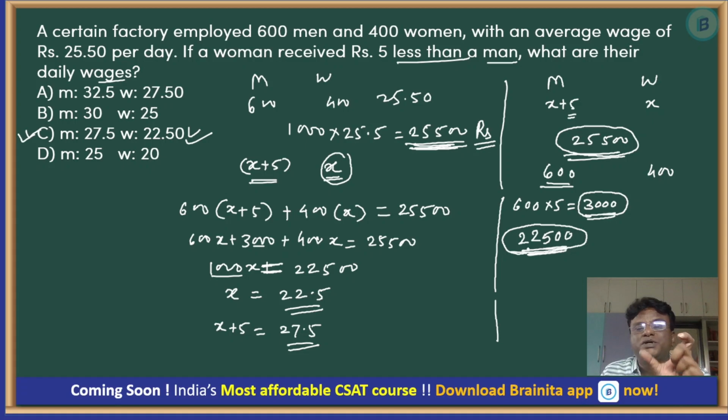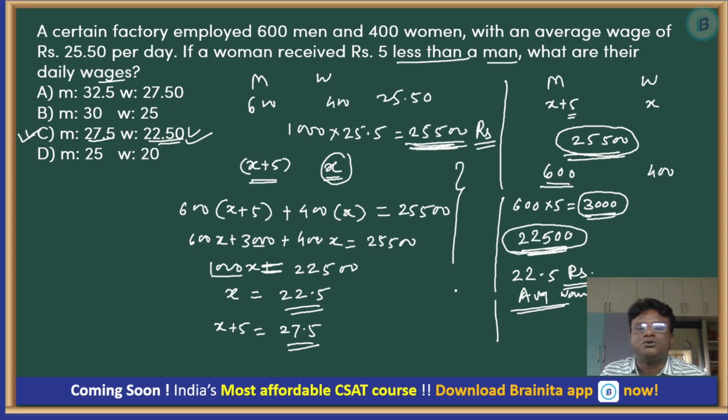Okay, so this 22,500: if men and women got the same salary, equal to the salary of women, then the total expenses would be 22,500, because you removed that additional 3000. That means for 1000 people the factory has spent 22,500. So for one person the factory spent 22.5 rupees, which is nothing but the average of women. I hope you got this. And if this is the average of women, then adding 5 to this will give us the average of men. So that's your answer, option number C.